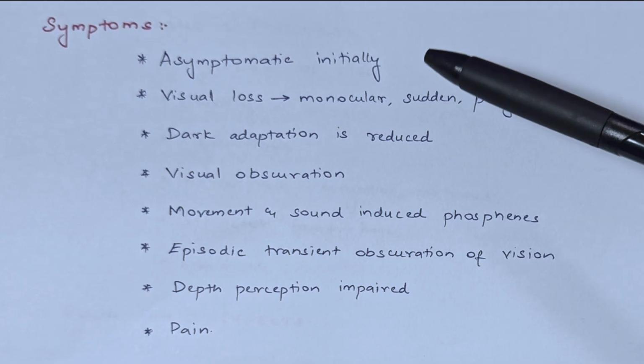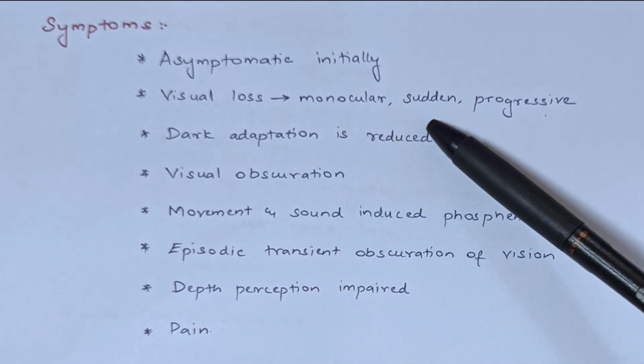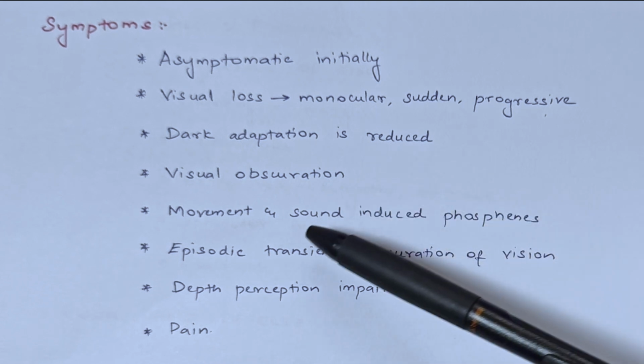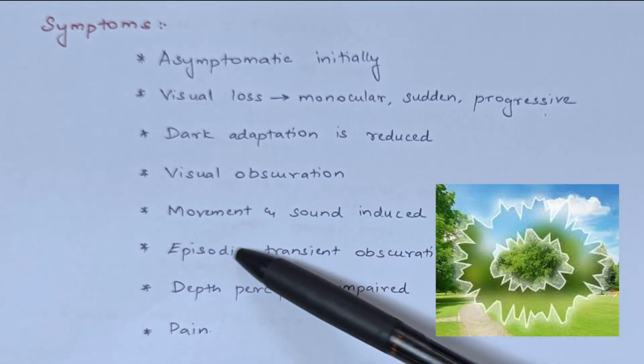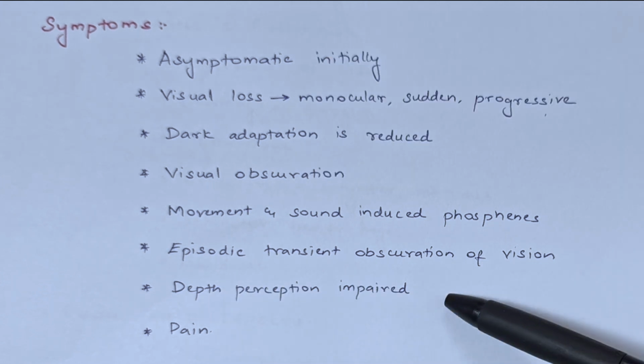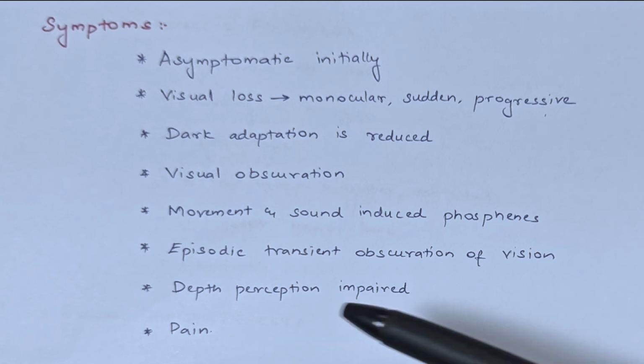Symptoms: it will be asymptomatic initially and there will be visual loss which is monocular, sudden and progressive. Dark adaptation will be reduced. Visual obscuration occurs. Movement and sound induced phosphenes. Episodic transient obscuration of vision. Depth perception is impaired and there will be pain.